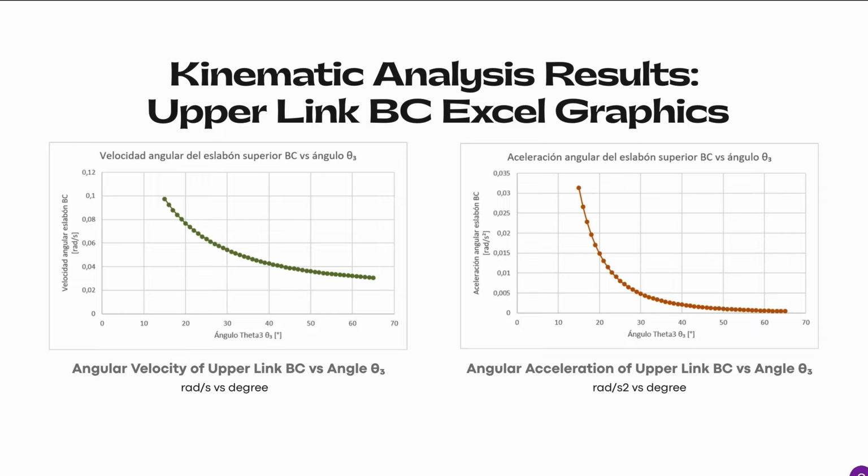On the right, the angular acceleration also peaks at low angles and decays rapidly as the angle increases. One interesting observation is that the acceleration of the upper link drops slightly faster than that of the lower link, which reflects the geometric asymmetry between the two links' lengths and how it distributes the dynamic behavior differently across both elements.